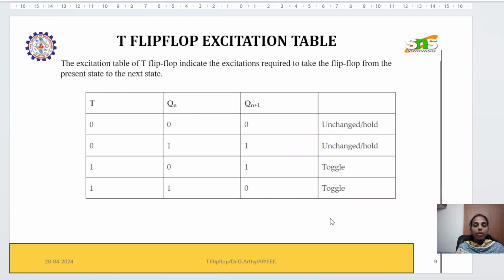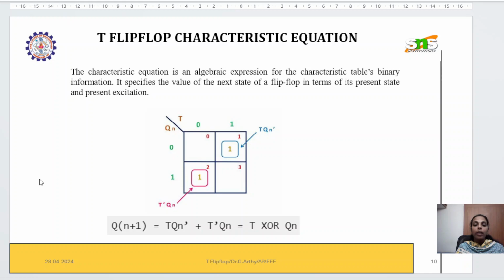So this is the excitation table. It's given in reverse, right? When the present state and next state are given, the excitation table tells what the input should be. Now we have the characteristic equation for the T flip-flop. The characteristic equation is one which denotes the output, that is, how the output is represented in Boolean expression form.